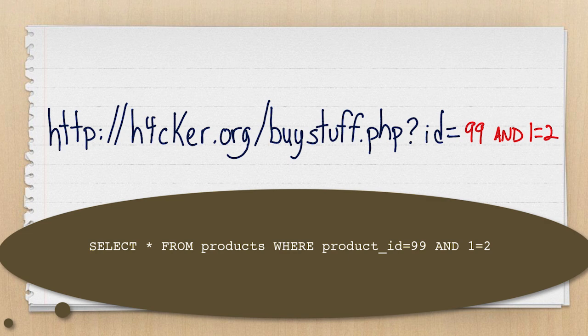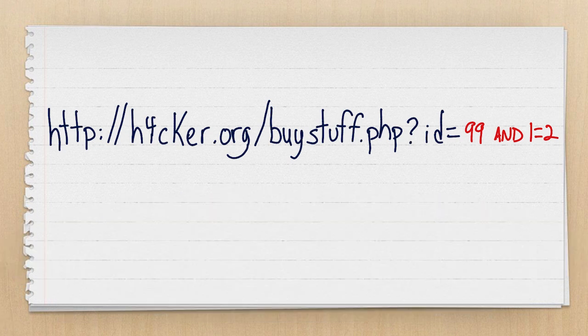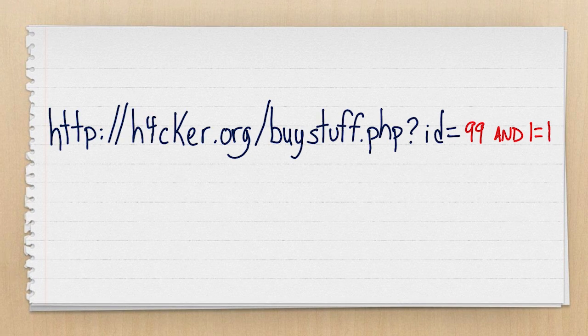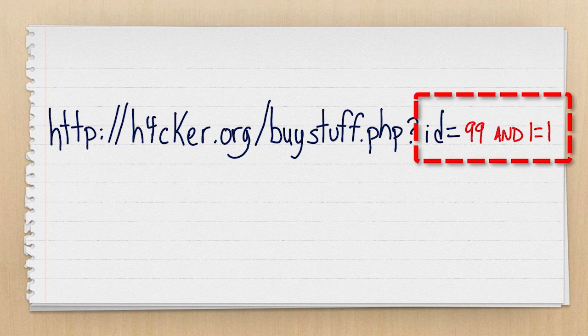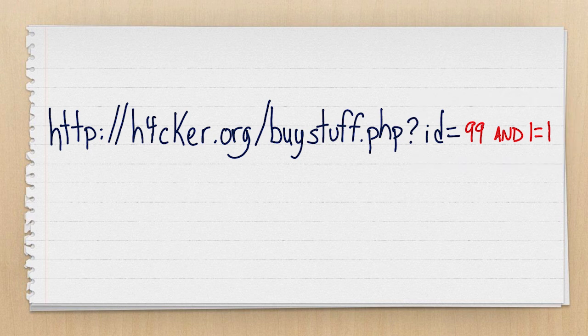So you have a select star from products. In this case, the table was products, where product ID equals 99 and 1 equals 2. After this query is done, you may see a message specifying that there's no content available, or a blank page. Then you can send a valid request to see if there are any results coming back from the application, right? So the valid request is, instead of sending 99 and 1 equals 2, we change it to 1 equals 1, and then you can verify those results.